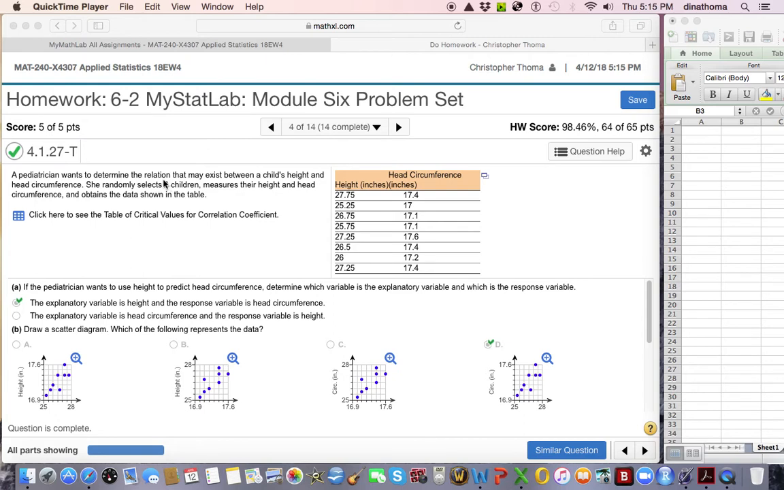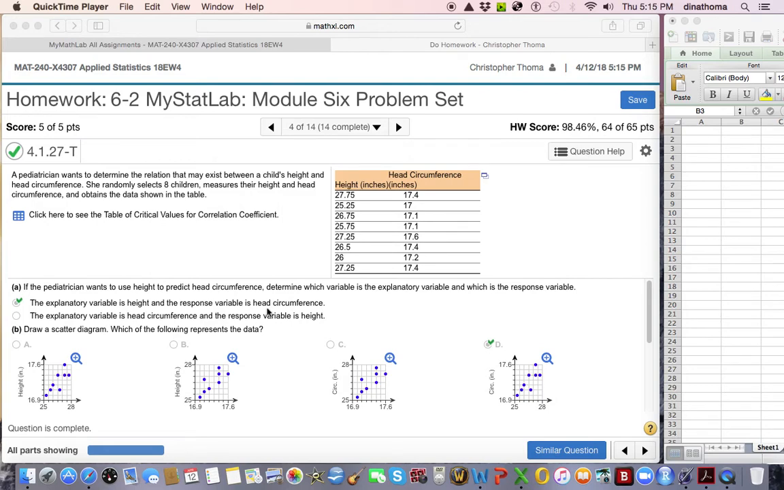A pediatrician wants to determine the relationship that may exist between a child's height and the head circumference. So we have some data of 8 children. This is their heights and then their head circumferences. We read part A. If the pediatrician wants to use height to predict head. So now this is how we know what we're doing. We're going to use height as our explanatory variable to make a prediction on our head circumference. So this would be our response variable. So the explanatory variable is height, and the response variable is head, and that's how it always will be.